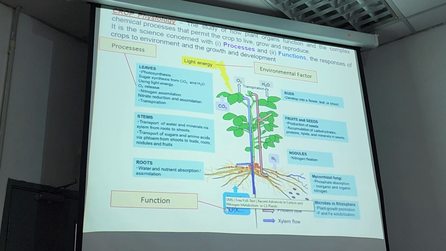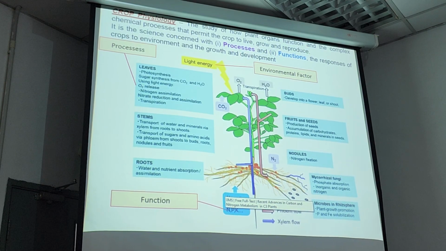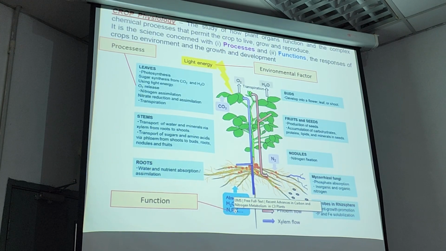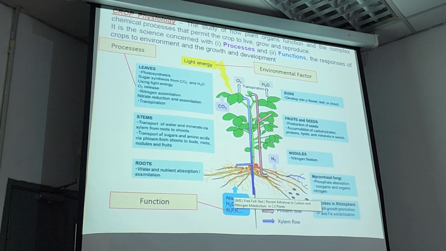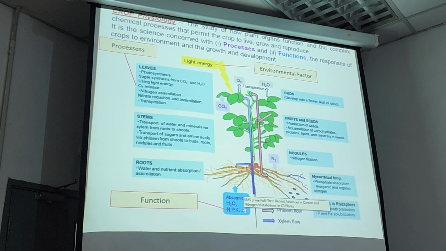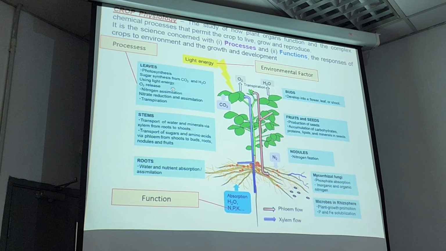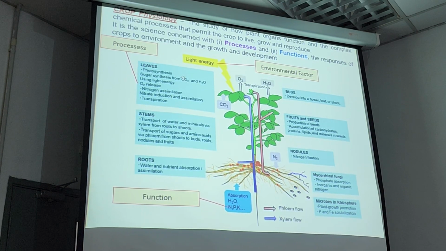Okay, nitrogen is needed to make leaf. That's why the nickname for nitrogen is leaf maker. Phosphorus is needed for root development, while potassium is needed for the stomata closing and opening. Remember, we talked about the stomata just now. The reason the stomata can close and open is thanks to the potassium.